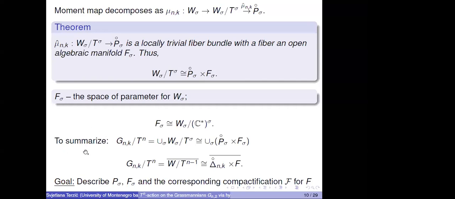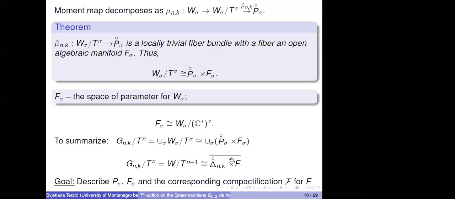So to summarize, what we have here is that the orbit space of G_n,k can be stratified into these orbit spaces, and each of these pieces is homeomorphic to this direct product for some polytope P_sigma and some space F_sigma. Moreover, since the main stratum W is a dense set in G_n,k, the orbit space of the main stratum is a dense set in G_n,k/T^n, so there is a compactification of this product, because the orbit space of the main stratum is homeomorphic to this product for some open algebraic manifold F.